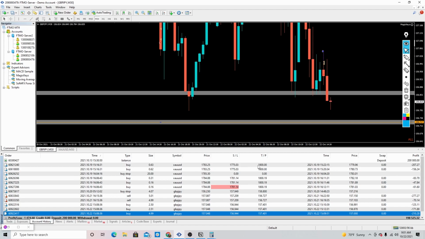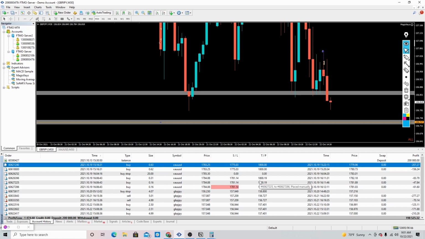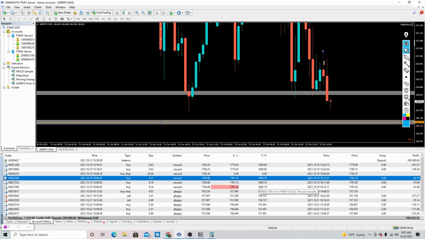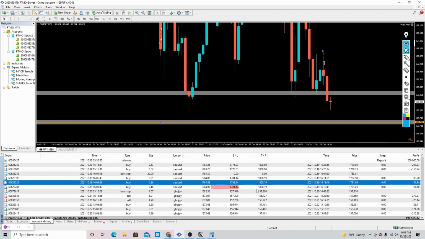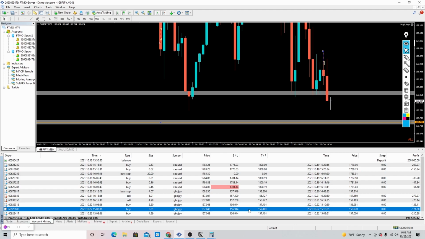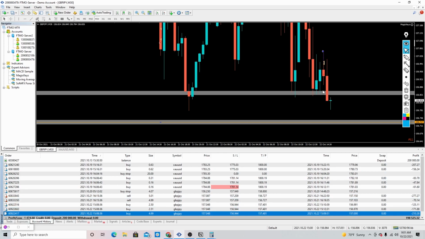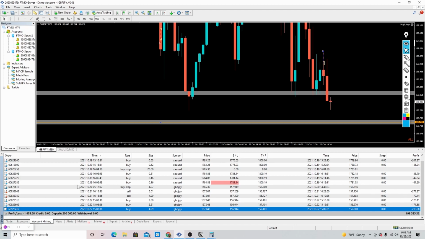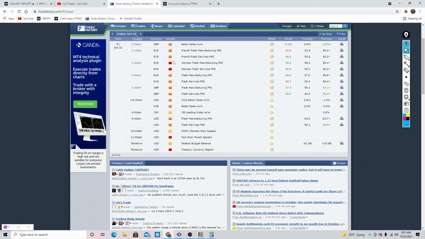So let's see. This is 1. This is 2. This is 3, and then this is 4. I've only taken 4 trades this week, and all of them have been losses, but all of them have been managed losses, right? So that's really it for the week, man.